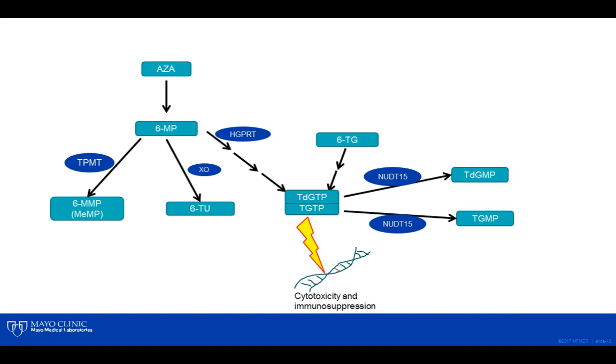Now, I did mention that this was a simplified pathway diagram, so let's uncover a little more of the complexity of this pathway. NUDT15, or Nudix hydrolase 15, also known as MutT homolog 2, is responsible for the dephosphorylation of the active thioguanine nucleotides. NUDT15 dephosphorylates the active triphosphate forms to the inactive monophosphate forms.